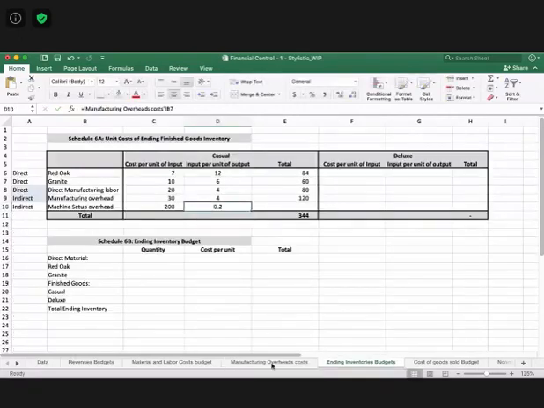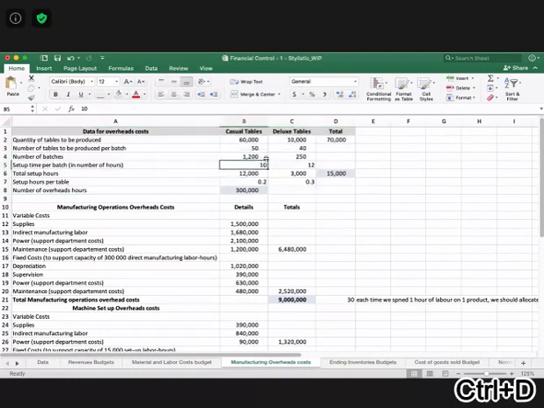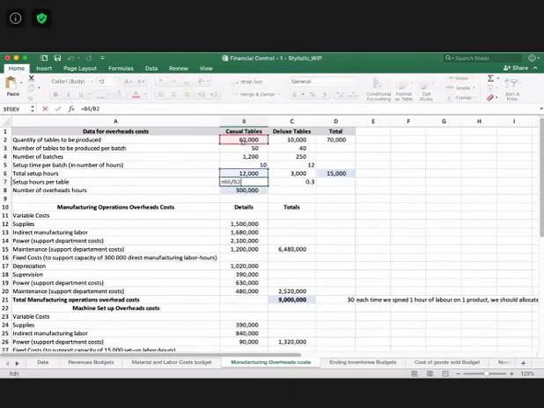So yes, we determined that here. I didn't discuss that table. We have this table, which is in the case as well. They say that for casual tables we need to produce 60,000, with 50 tables per batch. So we need 1,200 batches. Setup time per batch is 10 hours, okay? So total setup hours is 12,000, and the setup per table is 12,000 divided by 60,000. So each time we manufacture one table of casual, we need 0.2 hours of setup.